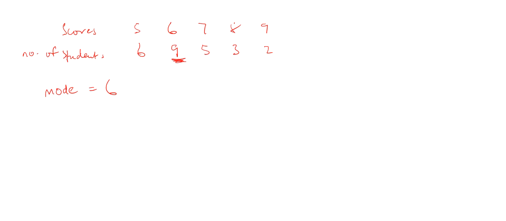Now, if we have to find the median, how do we do that? Let's find out how many students we have in the table in total. So 9 and 6 is 15, and 5 is 20, plus 3 is 23, plus 2. Therefore, we have 25 students in total.